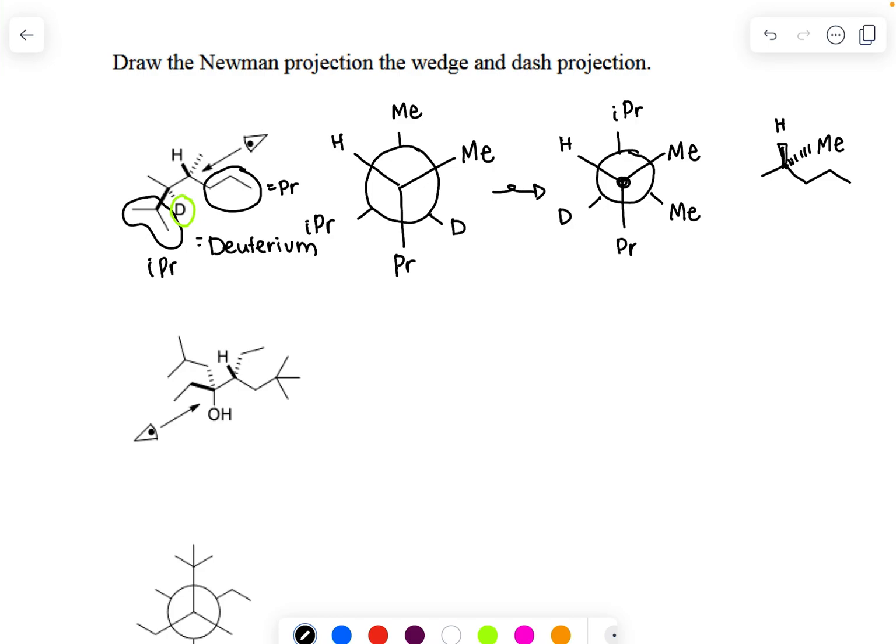That's this front carbon right here. Let me circle that in pink. That's this carbon right here. This carbon is attached to a carbon behind it, and in this case, I'm going to have the isopropyl going up, and then going down is going to be the hydrogen is going to be the wedge.